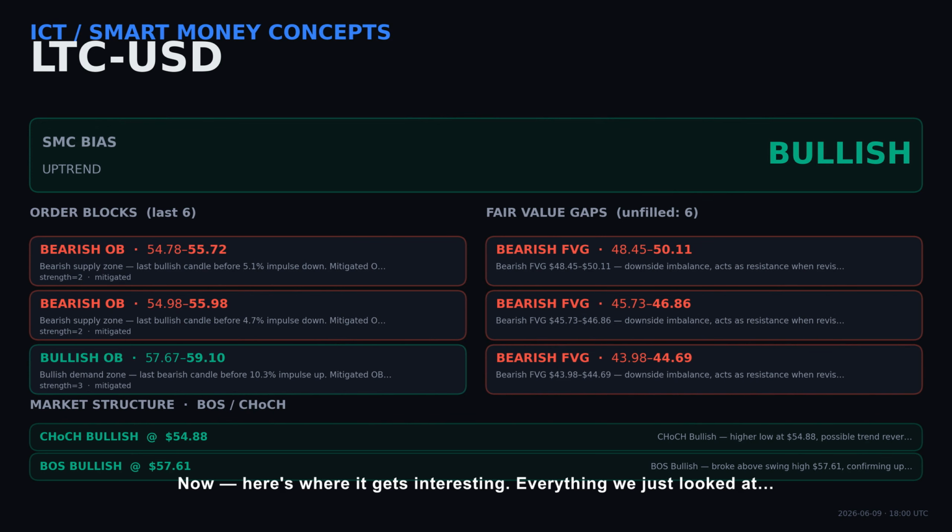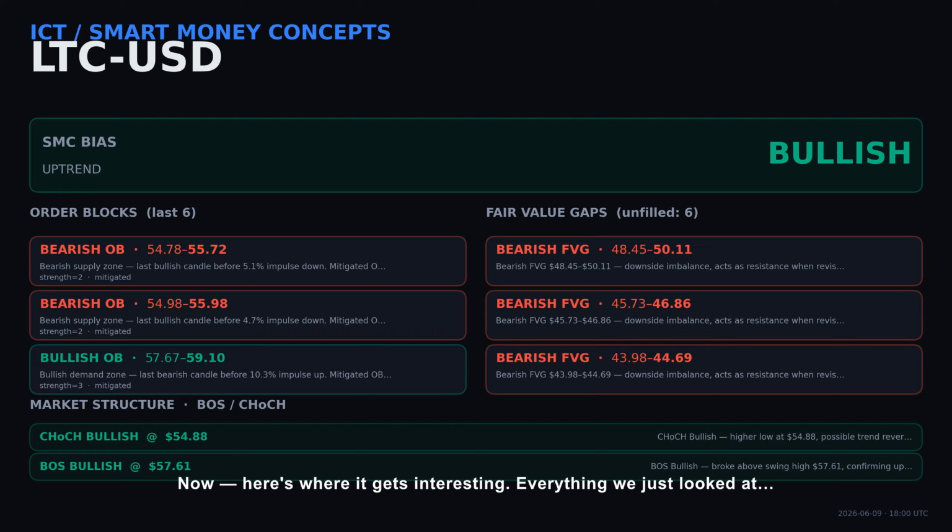Now, here's where it gets interesting. Everything we just looked at, the patterns, the candles, the indicators, that's all the retail view. But the moves that actually pay are the ones the institutions are positioning for. So let's bring in the institutional read, ICT and smart money concepts.